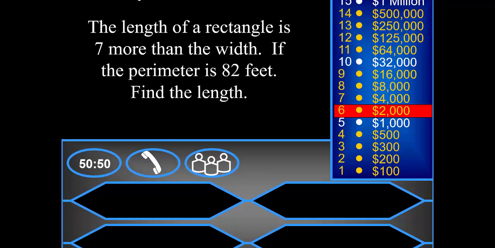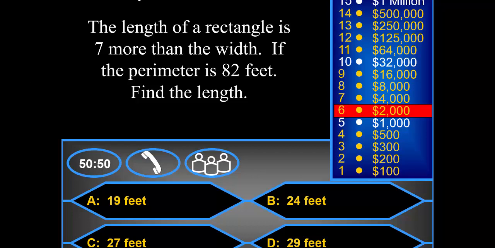The length of a rectangle is 7 more than the width. If the perimeter is 82 feet, find the length. They want you to find the length on this one. A is 19 feet, B is 24 feet, C is 27 feet, D is 29 feet. Now, it might help to draw a rectangle. When you've got your answer, unpause it, and we'll see how you did.